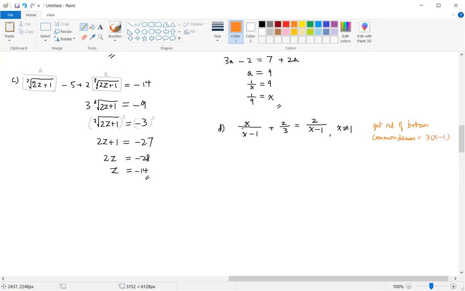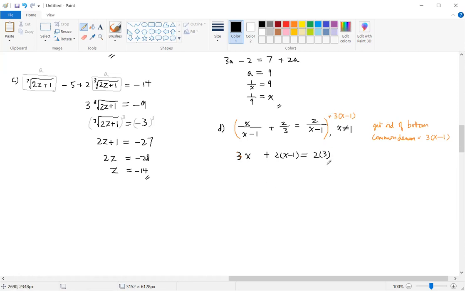Okay, we have 3 here. So to kill the bottom, multiply each of the terms times 3(x minus 1). Multiply this into this term, x minus 1 cancels, you have a 3 left. Everyone see it? Multiply the 3 in, 3 cancels, then you have x minus 1. This multiply in, x minus 1 cancels, then you have 3 times 2.